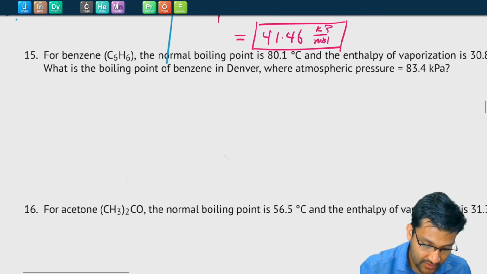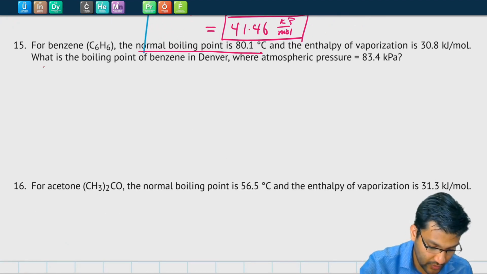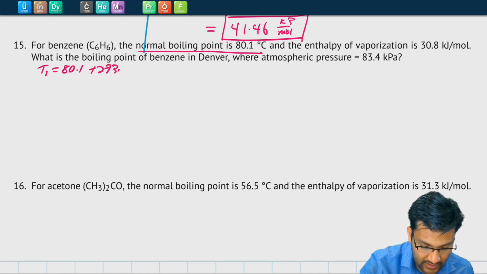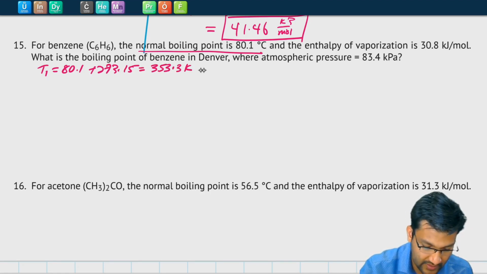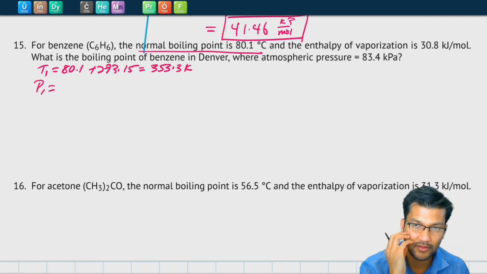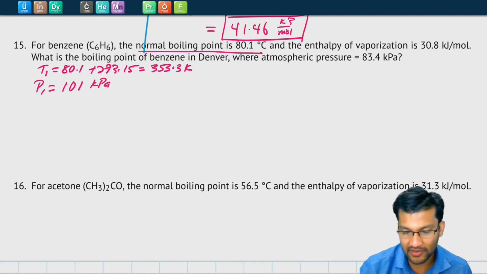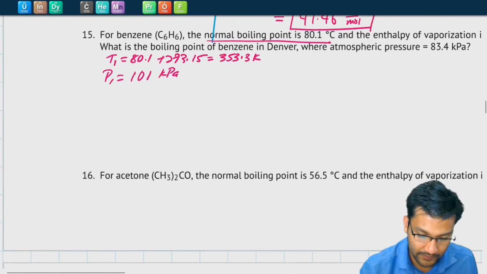Okay, so we're going to do the same thing. Like all of the questions, we've been writing what they give us first. So we have a normal boiling point of 80.1 degrees Celsius. So that's one of the temperatures, 80.1. We want this in kelvins, which is 353.3 kelvins. The normal boiling point, what is the vapor pressure at the normal boiling point? It's the atmospheric pressure, which I said earlier was 101 kilopascals, or 1 atmosphere, and you can convert it to pascals or kilopascals on your own.